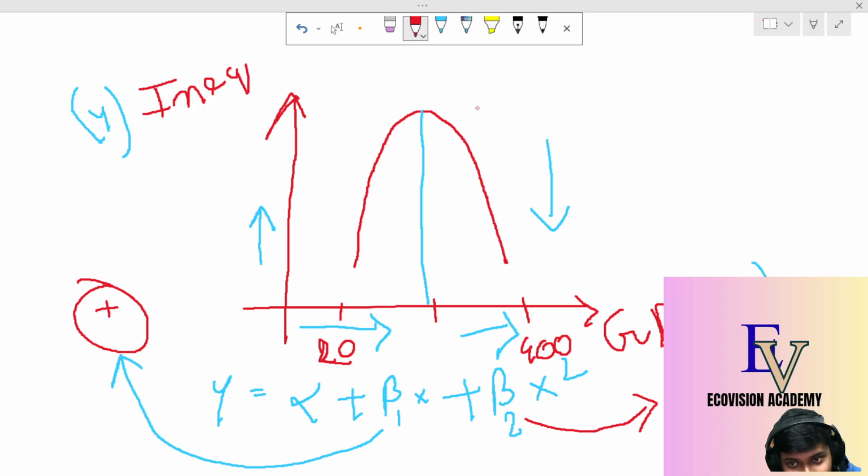Increases. In this part it is falling. So what should be the sign of beta 2? It should be negative. Always negative.